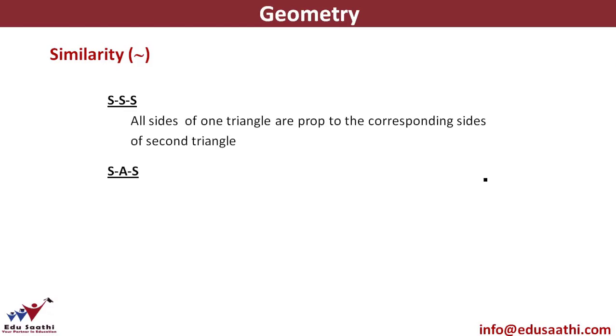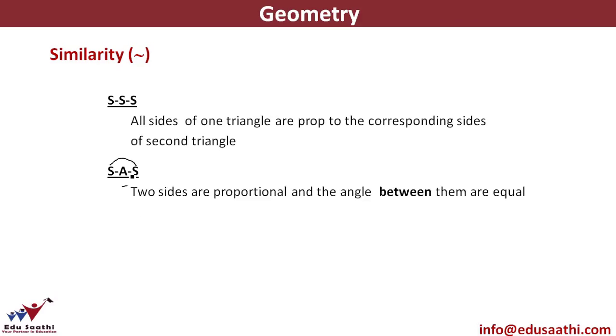Second one being SAS, similar to what we have done. In the congruency thing, we have done that the two sides are equal and the included angle is equal. Here I would say two sides are proportional, and the included angle is equal.